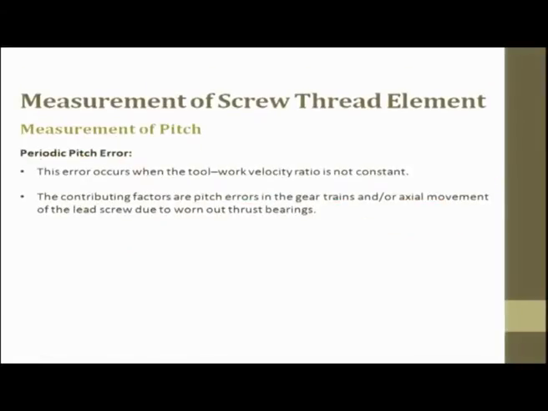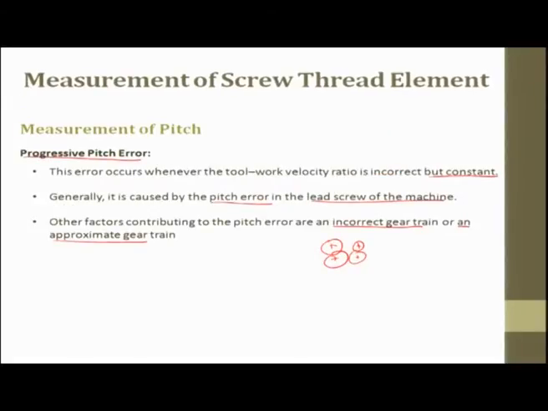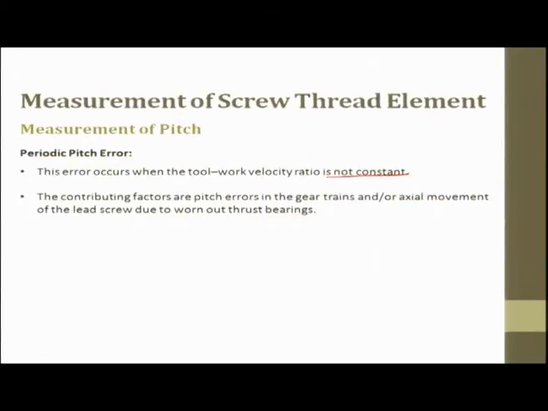Next is called periodic pitch error. This error occurs when the tool work velocity ratio is not constant. In the previous one, it is constant, but incorrect. Progressive pitch error is constant but incorrect. So, what is constant? Tool work velocity. Constant for progressive; in periodic, it is not constant.